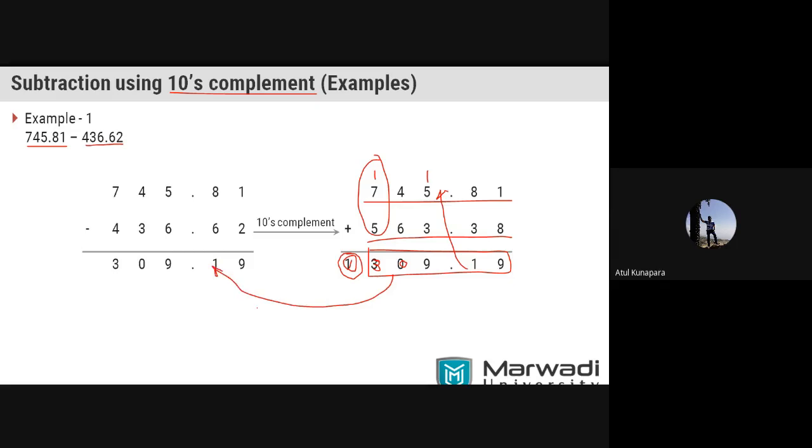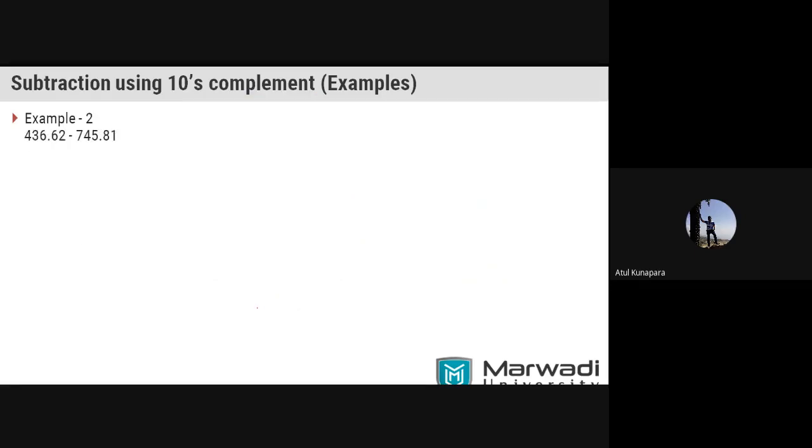Okay, this is the first case for the 10's complement method, that is when you are subtracting a smaller number from a larger. Now if it is reverse, that you are performing subtraction, smaller number minus larger number, let me show you the second example here. Reverse, if you want to perform the reverse thing, that is 436.762 minus 745.81. We are now performing subtraction, smaller number minus larger number. If you do that, first thing that you can do is the normal way of subtraction, and there you will be getting minus 309.19 as the answer, right?